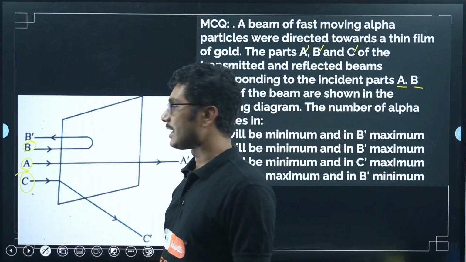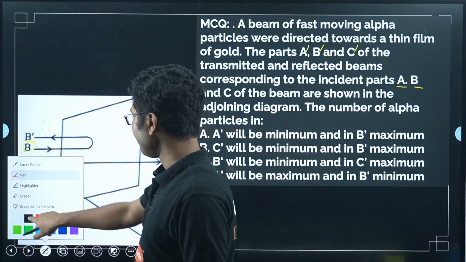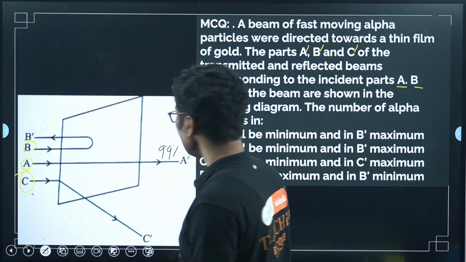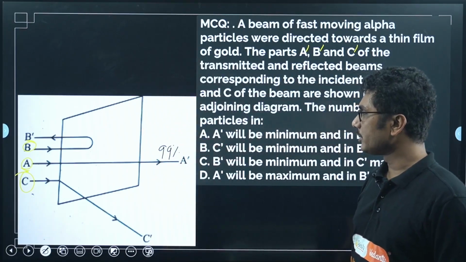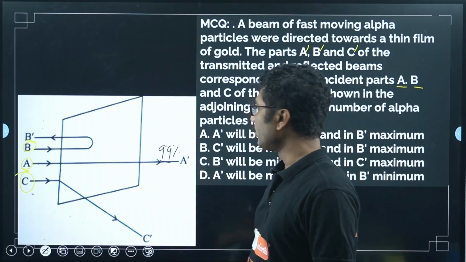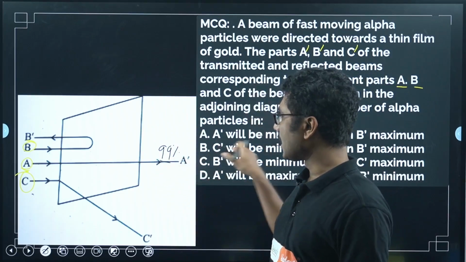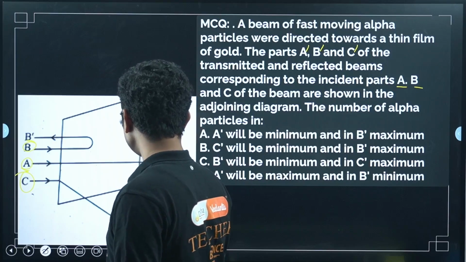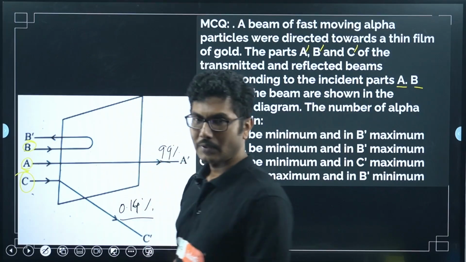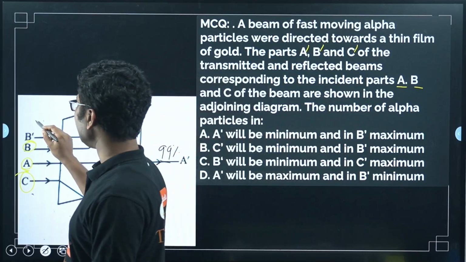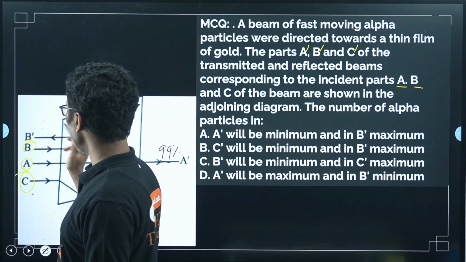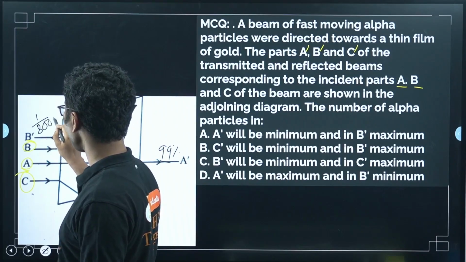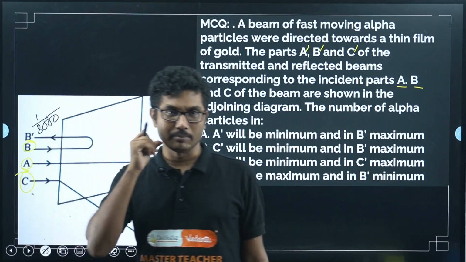As we have seen, 99% of the incident alpha particles should pass. So about 99% will pass. But about 0.14% will deviate like this. So this is the second one. And about 1 in 8,000 will deviate more than 90 degrees. So it is 1 by 8,000, which is a very, very small number, right?